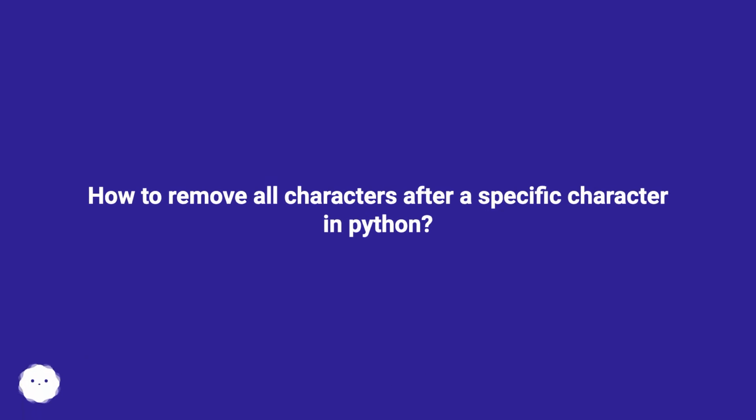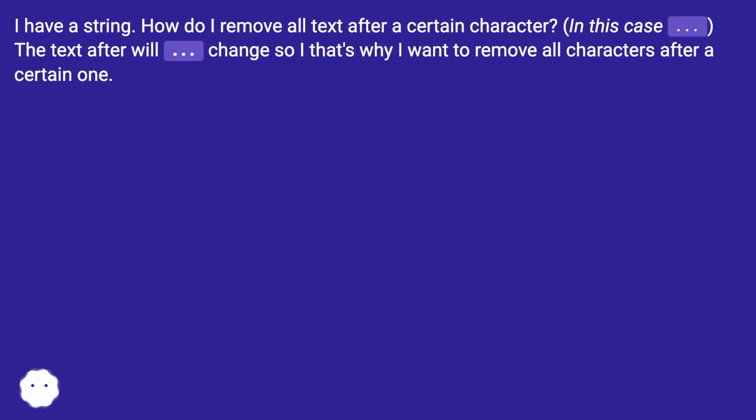How to remove all characters after a specific character in Python. I have a string. How do I remove all text after a certain character? In this case the text after will change, so that's why I want to remove all characters after a certain one.